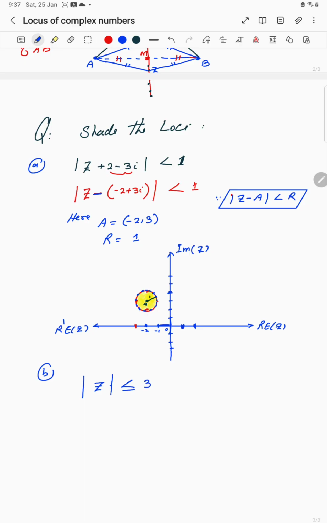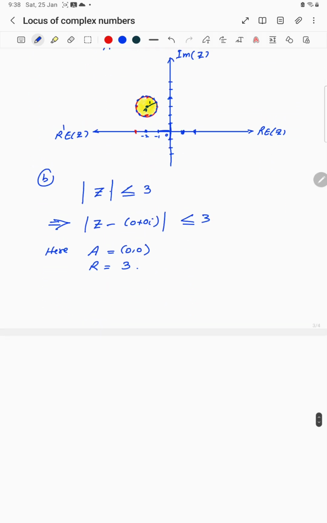What to do? Here we have only |z|, the distance of z. We don't have a fixed point. So as per the rule, it must be a minus with some point. I can write |z - (0 + 0i)| less than or equal to 3, assuming the fixed point is the origin. So here the center of the circle will be the origin (0, 0) and the radius is 3.